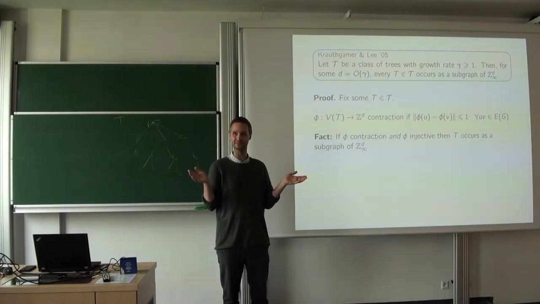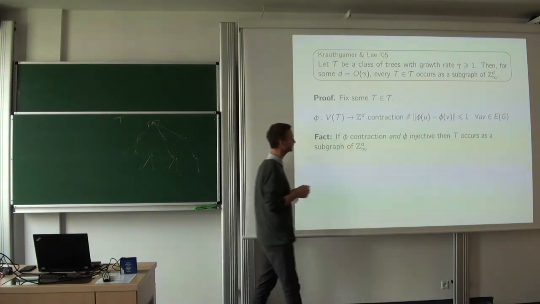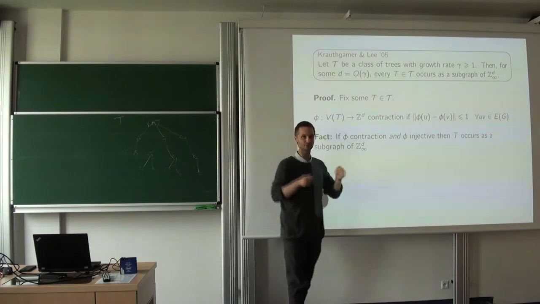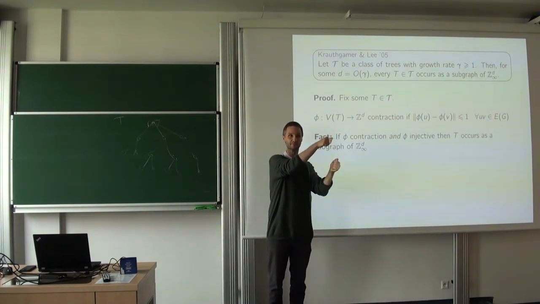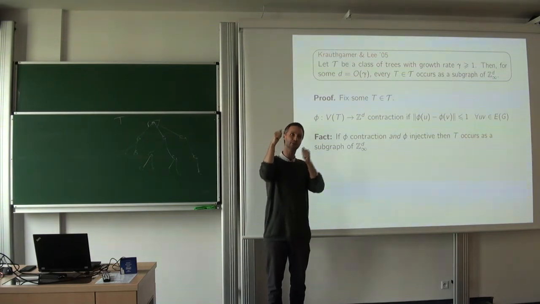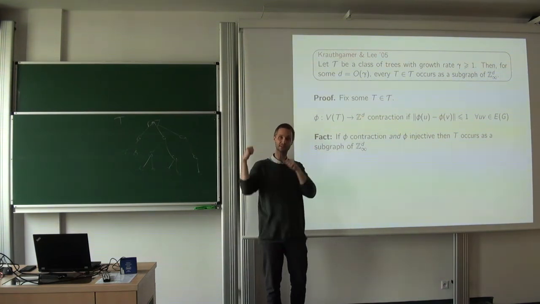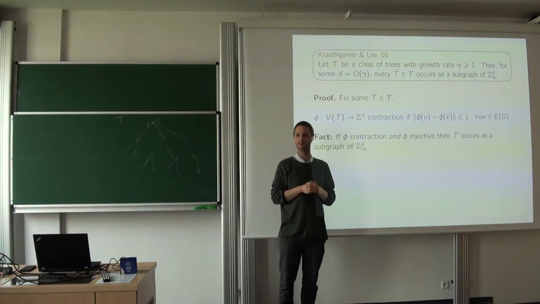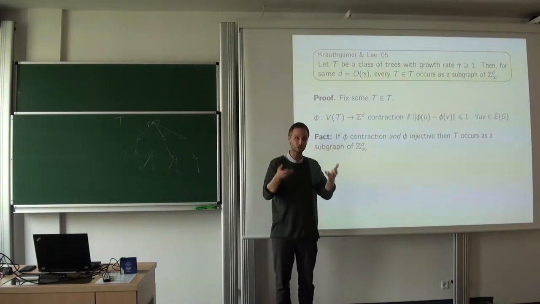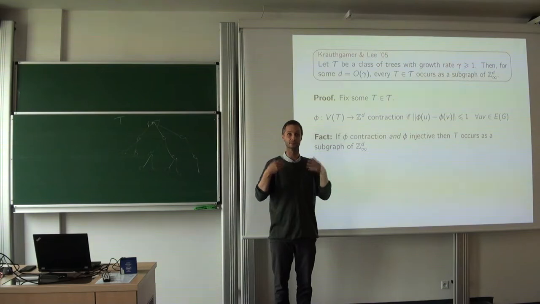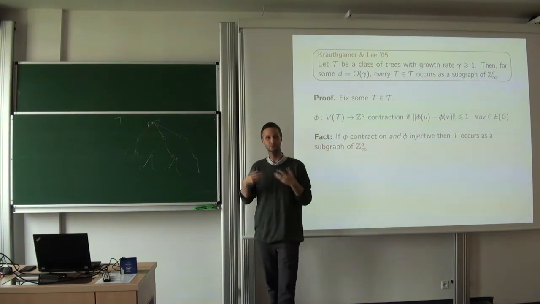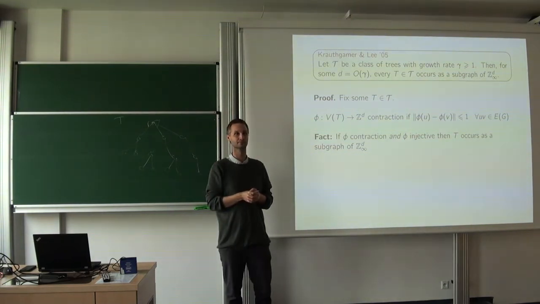Well, if it's injective, then what's happening? What's happening is that every two distinct vertices U, V are mapped to distinct points. So if you have an edge UV, then U and V are mapped to distinct points, and so they will be at distance exactly one. So every vertex is mapped to a distinct point, and the edges are mapped to edges of Z to the D. So this shows that your tree T is actually occurring as a subgraph of Z to the D, or more precisely, is isomorphic to a subgraph of Z to the D. Happy with that? Okay, so that's the game.